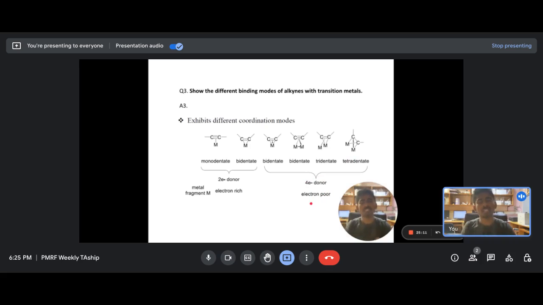So electronically poor early transition metals will be prone to bonding with the alkynes through this 4 electron donor moiety, because they are electronically poor, and electronically rich metal fragments will prefer the monodentate and bidentate kind of coordination modes only.